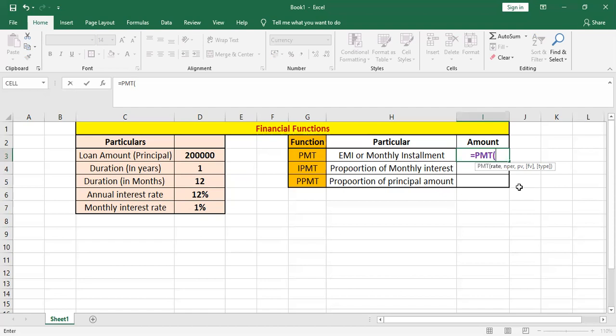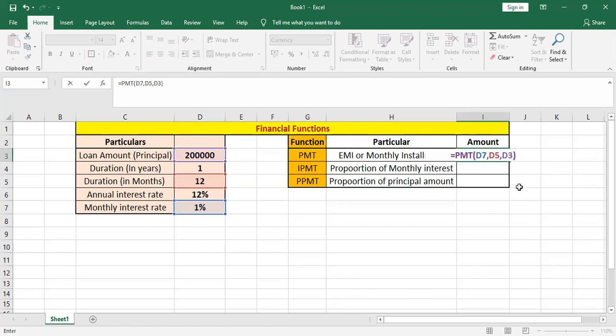PMT function, my rate, everything here I have to put on a monthly basis, because we want to find monthly installments, right? So my monthly rate is 1%. Remember, rates should be in percentage. Okay, so my monthly rate is 1%. I'll press comma. Then there is nper. It should again be in months. That means my period will be 12, that is from D5. Again, comma. Then the principal value. Simply, we have a principal value of 2 lakhs. That's it. The formula is done.